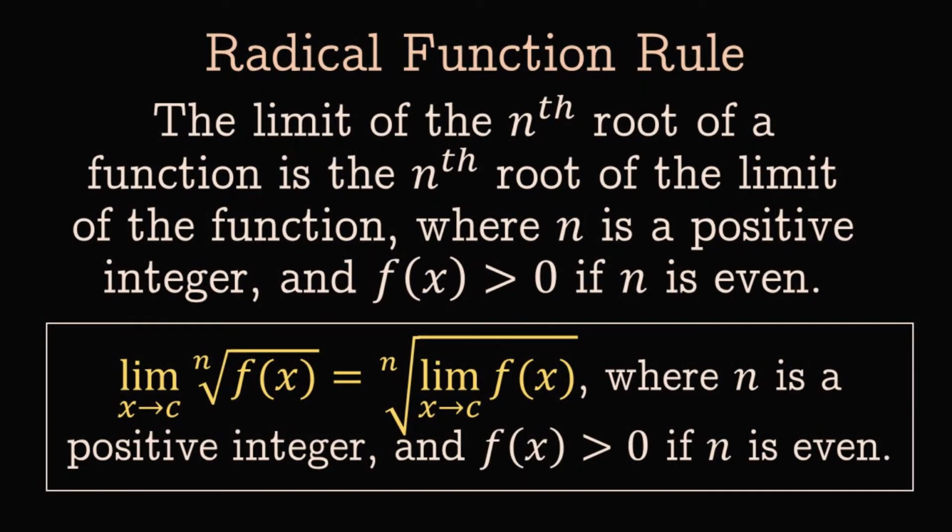And we have the second to the last theorem. We call this one as the radical function rule. The limit of the nth root of a function is the nth root of the limit of the function, where n is a positive integer and f of x is greater than 0 if n is even. So in symbols, we write this one as the limit of the nth root of f of x as x approaches c is equal to the nth root of the limit of f of x as x approaches c, where n is a positive integer and f of x is greater than 0 if n is even.